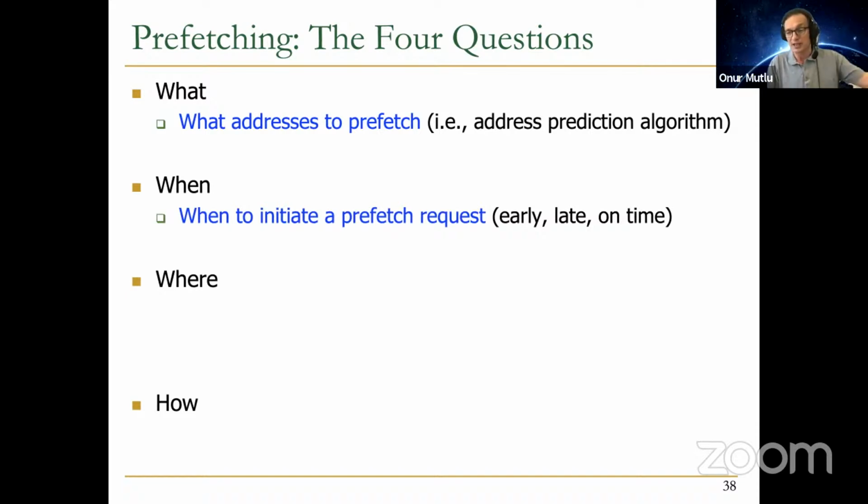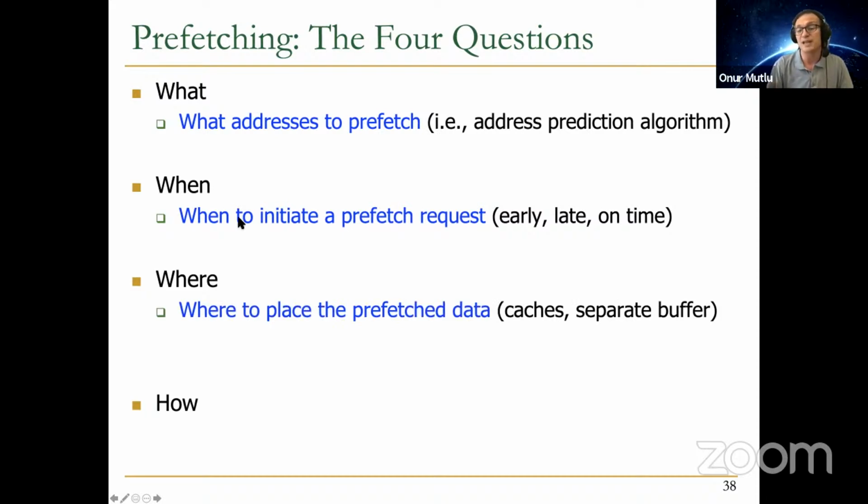How early? So basically, ideally, you would like to initiate a prefetch request such that the data arrives just before the processor needs it. Not too early, not too late, just on time. If you're too early, you may be actually evicting some other cache blocks that may be used, right? If you're too late, clearly you're not covering the full miss latency. If you can do it just on time, then you're answering the when question well. So this relates to the timeliness of the prefetcher. And it's not easy to get right, by the way.